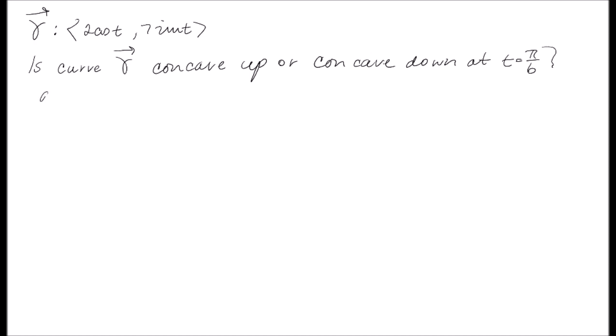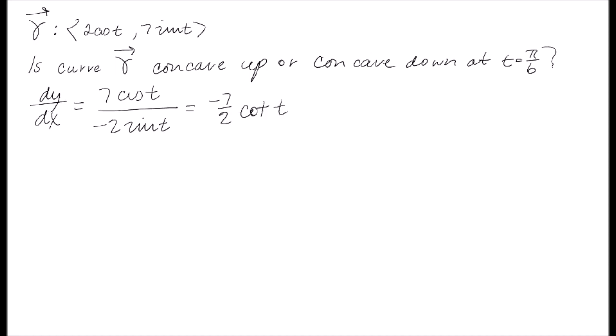Okay, so I need the second derivative, so I need dy/dx. dy/dx is the derivative of y, which is 7 cosine t, divided by negative 2 sine t. And now again, you can keep it the way it is and then use the quotient rule when you go to take the second derivative. Or you could simplify cosine over sine into cotangent and use the derivative of that. And it's been just long enough since we've taken the derivative of cotangent that I think it's a good time to remind you all about that. So this is negative 7/2 cotangent t.